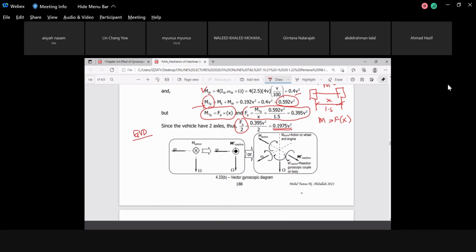This omega is always on the wheel. Why? Because the wheel makes the car move from one station to another station.